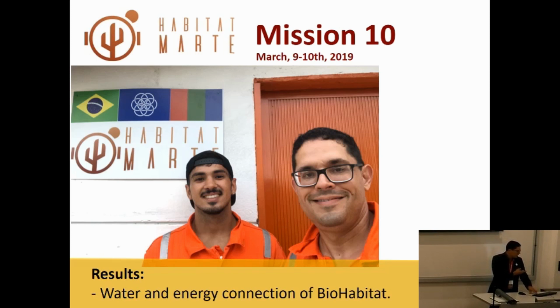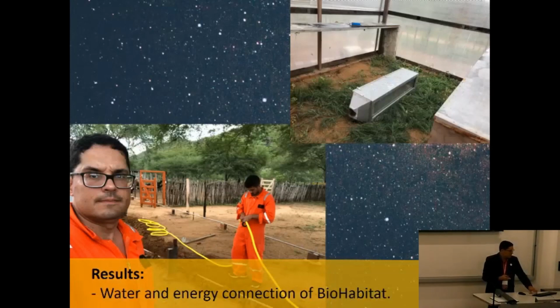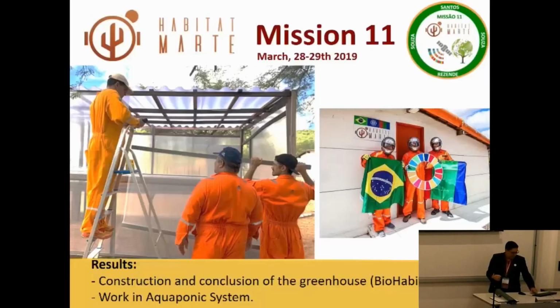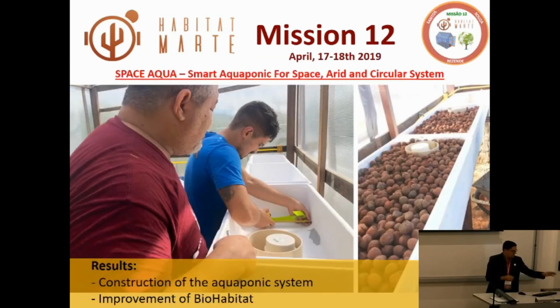In March, we did the connection of energy and water with the biohabitat. In this photo, you can see the biohabitat, the greenhouse in the first step, not just the walls. And then at the end of March, we were constructing the greenhouse and working with the aquaponic system. It's an aquaponic system. We have a fish tank. The water circulates to these grow beds where we plant some food.